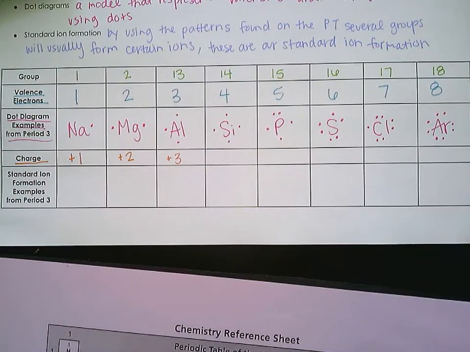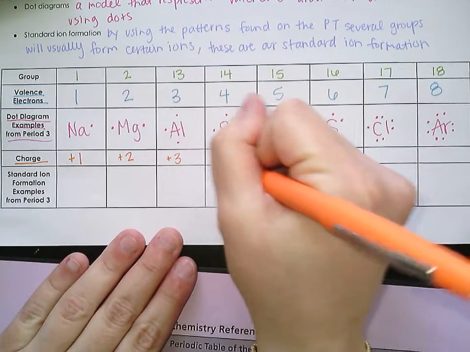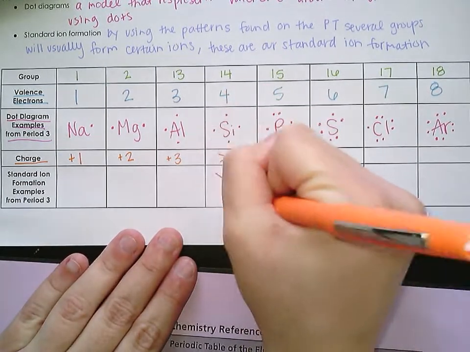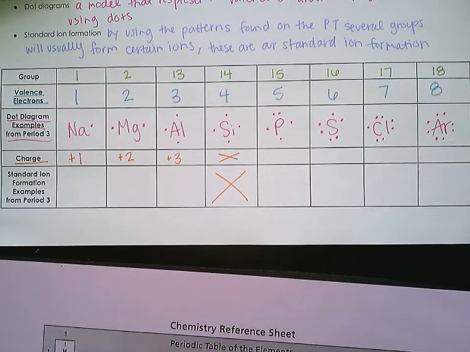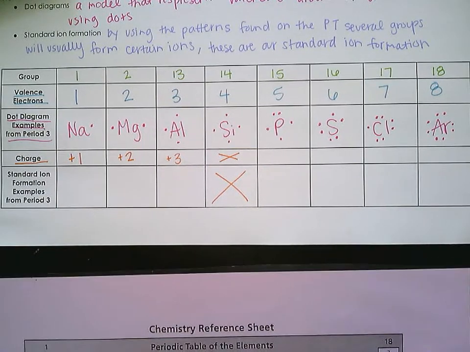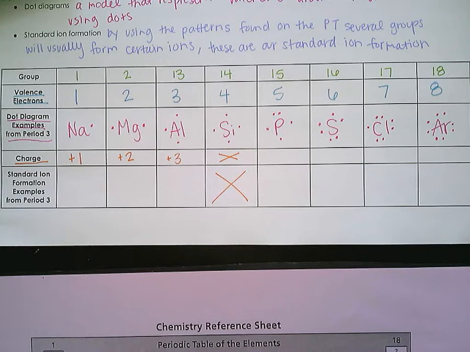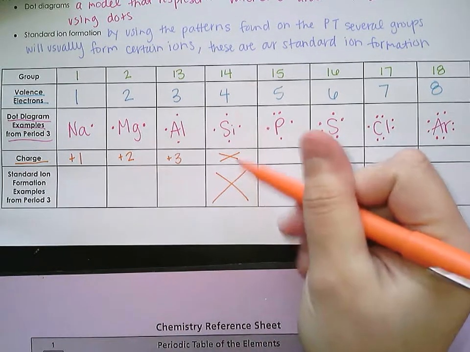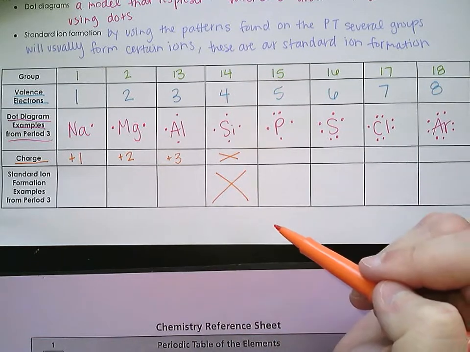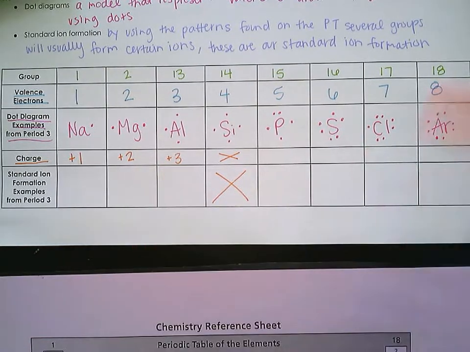So when we're talking about standard charge and standard ion formation, we actually skip group 14. And we'll talk about when we name ionics, what we do there instead. And then when we talk about covalent bonding, we'll talk about how that sharing occurs. So for this second part right down here, we're actually skipping group 14. So let's bounce to group 15.